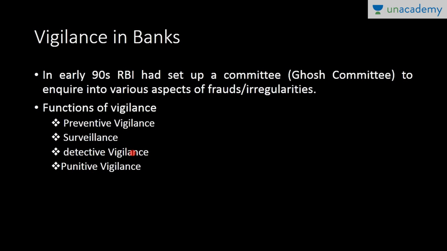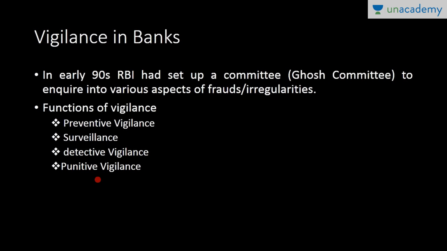The second last one is detective vigilance. Detective vigilance implies an intelligent check on the banks' books and records in depth. So there should be regular inspection of branches through the inspectors of the banks, as different banks have officers called inspectors, or the internal auditing system should be strong. We'll be discussing the internal auditing system in a further slide.